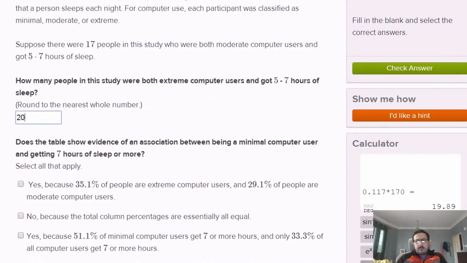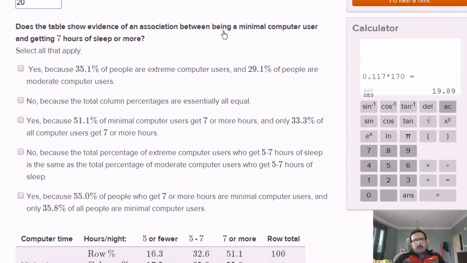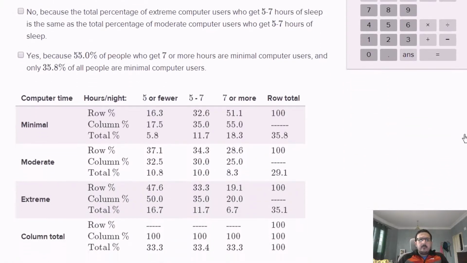And then they are going to ask us some questions. They say, does the table show evidence of an association between being a minimal computer user and getting 7 hours of sleep or more? So let's just look at the chart. An association between being a minimal computer user and getting 7 hours of sleep or more. So it looks like minimal computer users, so these are the minimal computer users who get 7 or more hours of sleep.